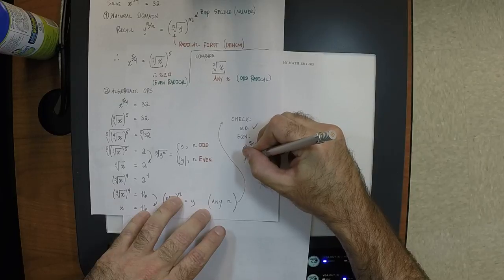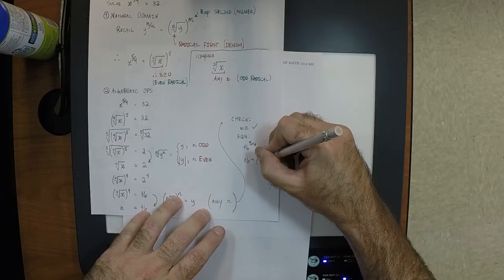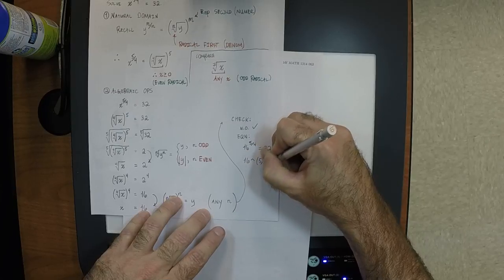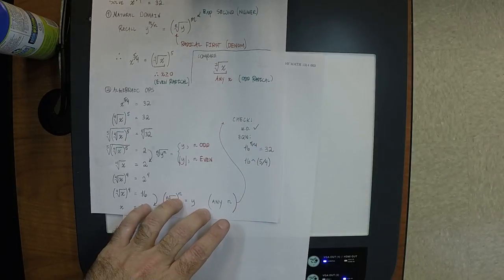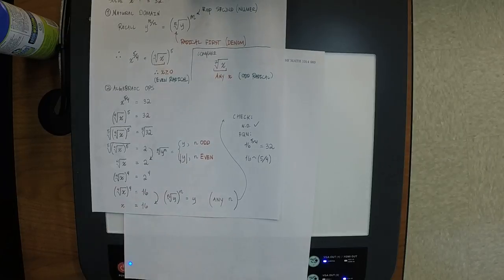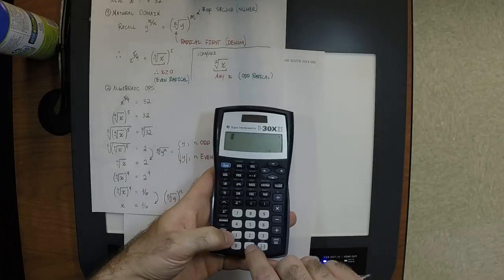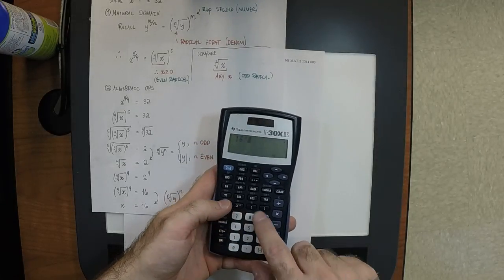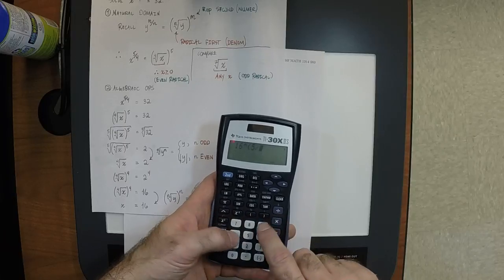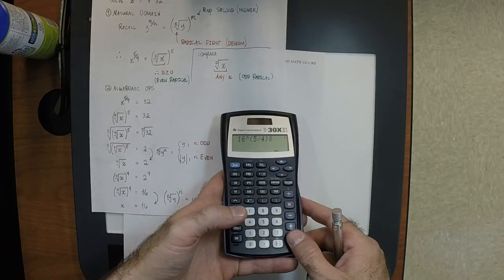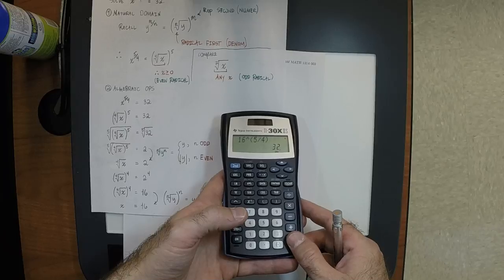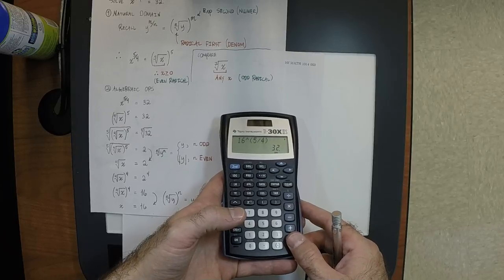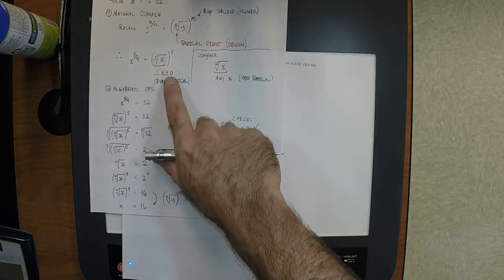16 times 5. Well, not quite. So it'll be 16 and then caret 5 over 4. 16 caret 5 over 4. If you have a different calculator, it might be different. I'll be glad to help you figure it out after class. So 16 and then caret 5 over 4. 32. So it's in the natural domain because it's bigger than 0.